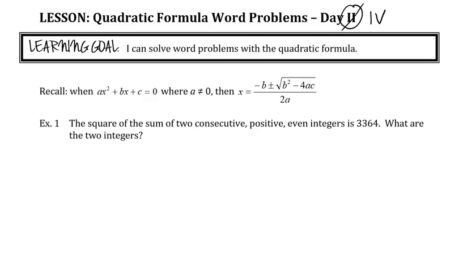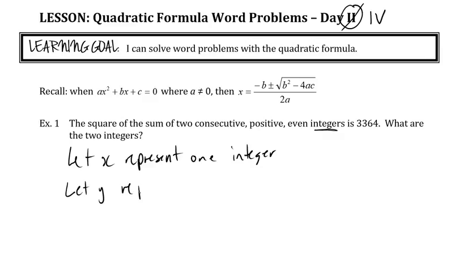So let's get started. We're looking for two integers, right? It says the sum of the square of two integers, and it gives us a lot of properties of these integers, but we'll talk about that in a minute. So what I need to know is that I have two integers, so let x represent one integer. And this is one of those cases where the question is very simple, and so we may not need two variables, but there's no reason why you can't. So we could let y represent the other.